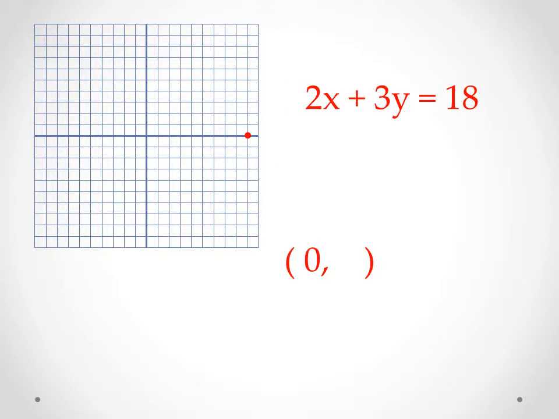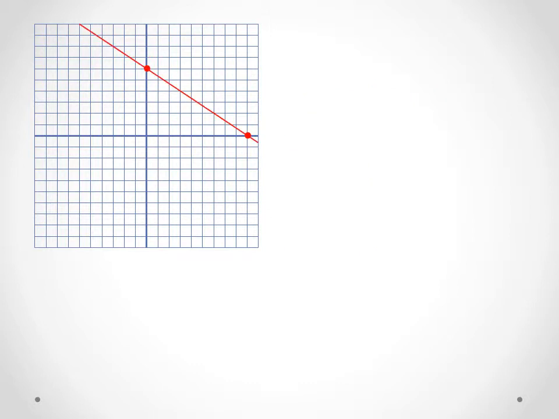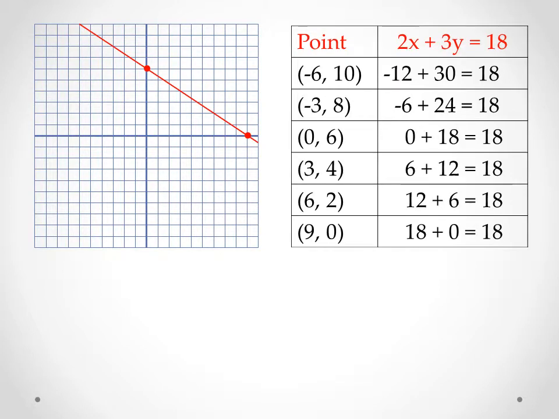2x plus 3y is equal to 18. If we let x equal 0, then 3y is going to be equal to 18. Divide both sides by 3, y is equal to 6. We plot the point (0, 6). Draw a line between them, and we've got our first line.